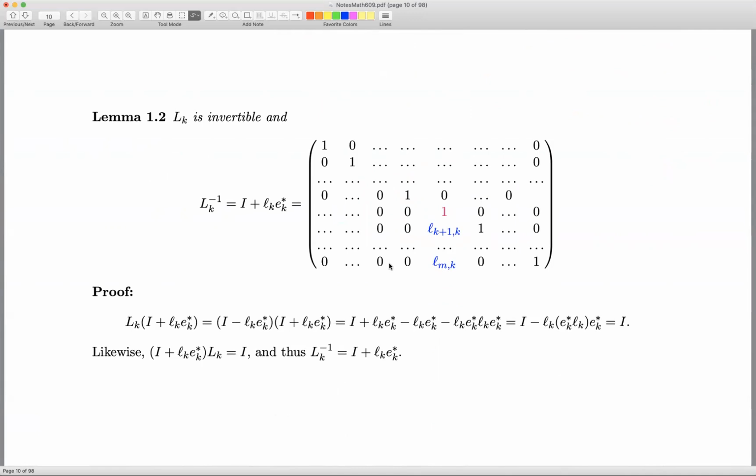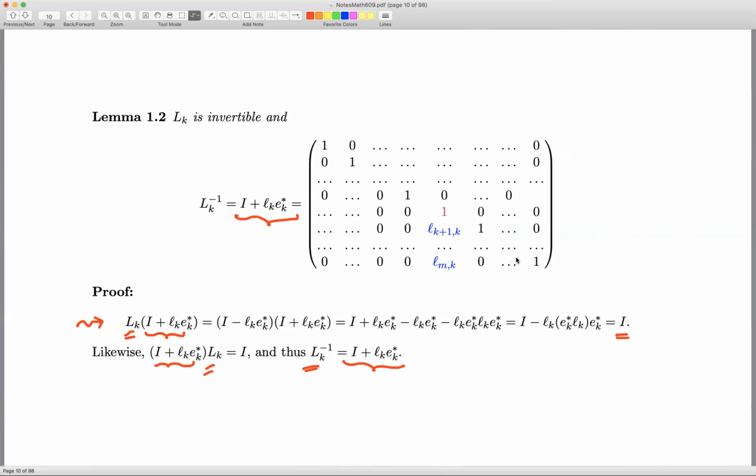To show that Lk inverse is this matrix, we have to show that the matrix Lk multiplied by this matrix gives us the identity. We'll come back in a minute to prove that this matrix that we claim is the inverse of Lk, multiplied by Lk, is the identity. And therefore, the inverse of the matrix Lk is I plus the product of lk and ek transpose, and therefore the formula for Lk inverse is this.